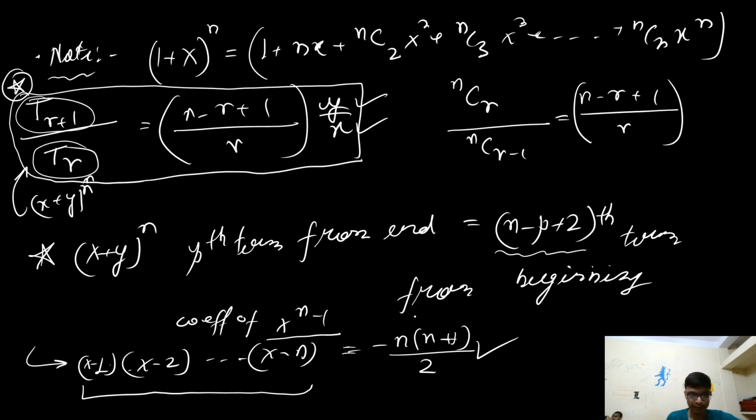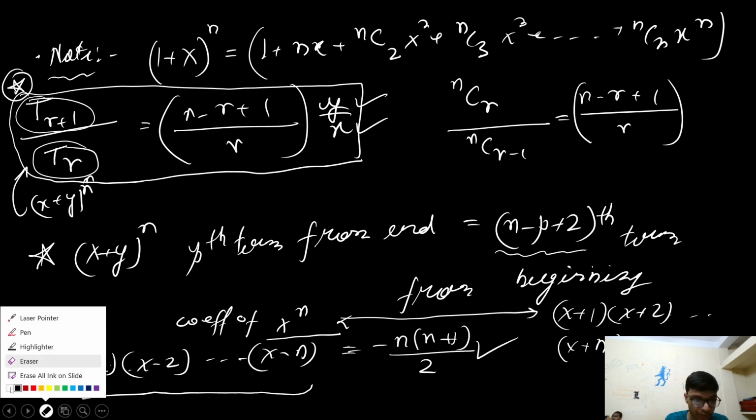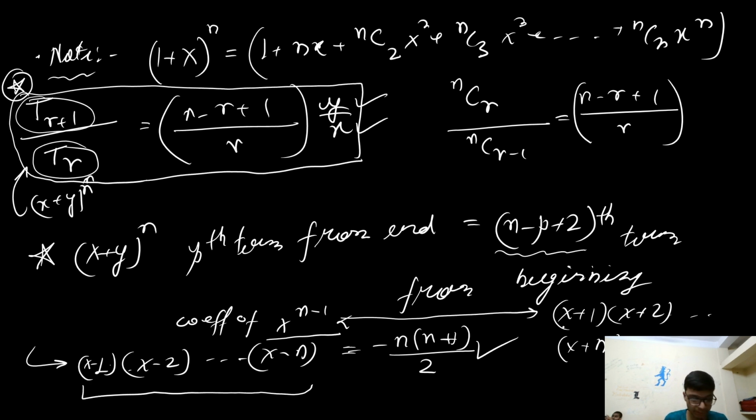Similar result also holds true that अगर आपके पास कोई एक्सपेंशन है, (x plus 1) into (x plus 2) and so on, continued product into (x plus n). So in that particular scenario also, if you have to calculate the coefficient of x to the power n minus 1, then the coefficient you get is n into (n plus 1) whole divided by 2. I hope these particular relations are clear.